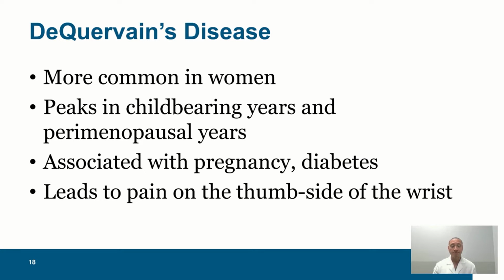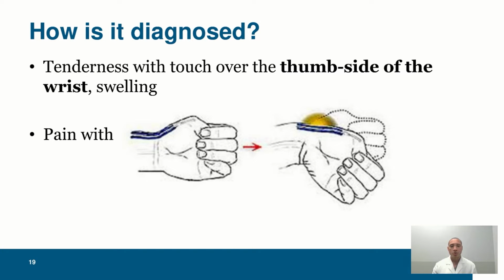Next slide, please. Diagnosis of de Quervain's disease is typically made with this maneuver in this picture here. You grab the thumb like this, and the examiner moves it into ulnar deviation, is what this motion is called. That causes significant pain, and that makes the diagnosis of de Quervain's disease.